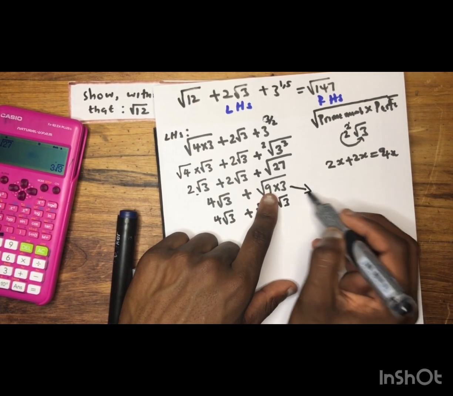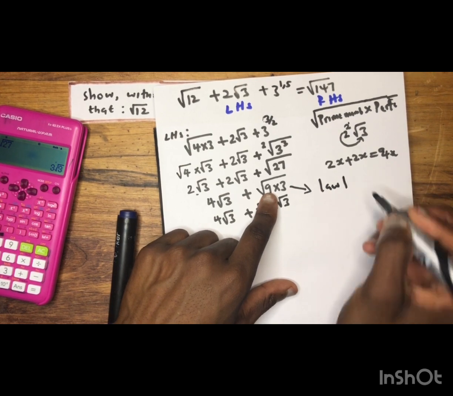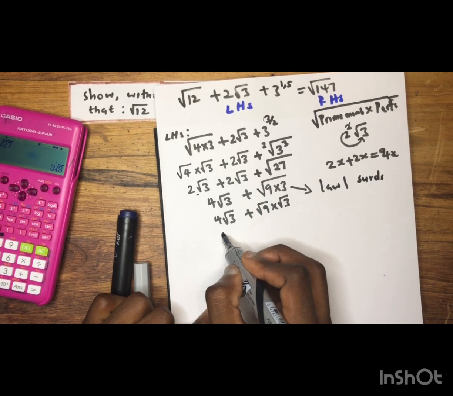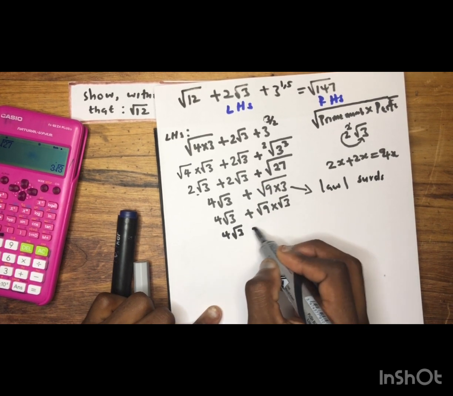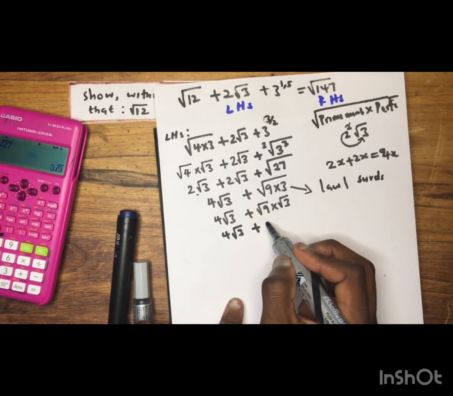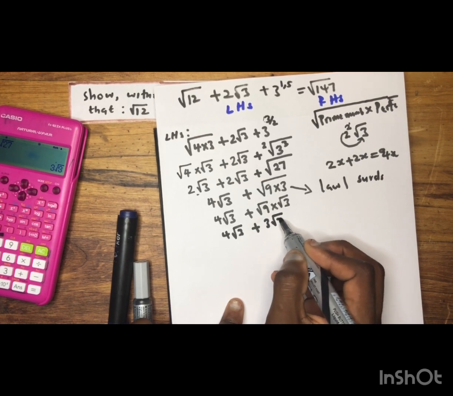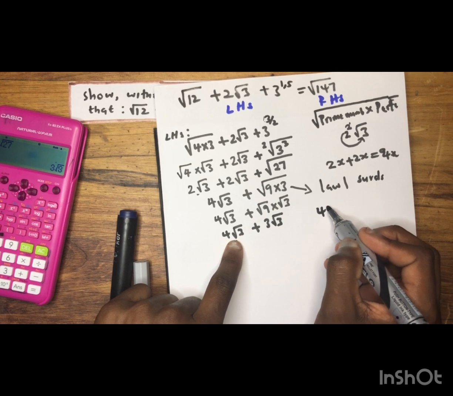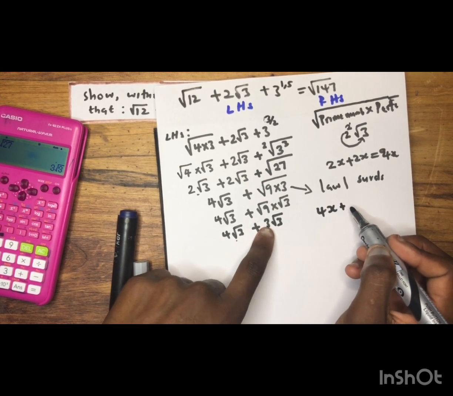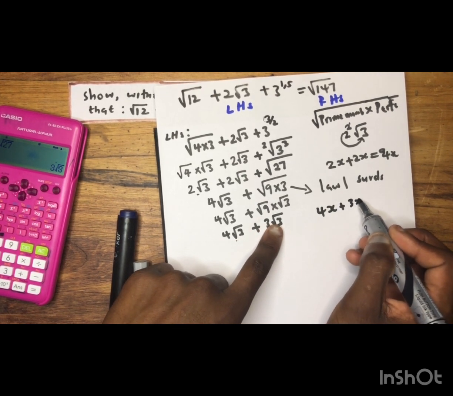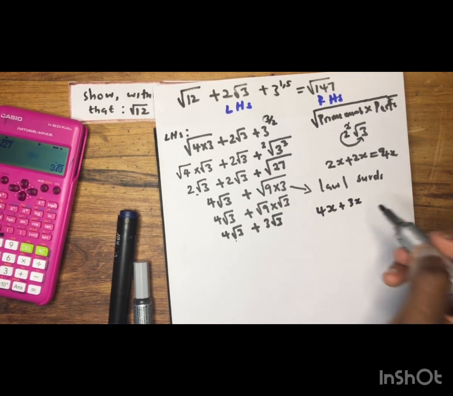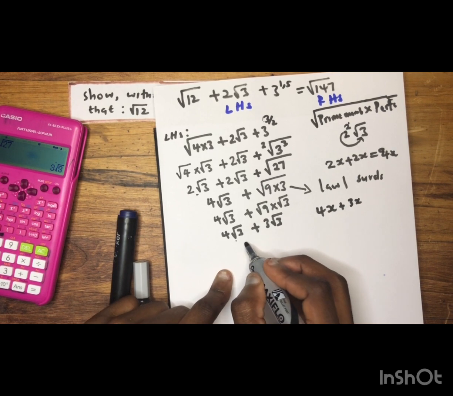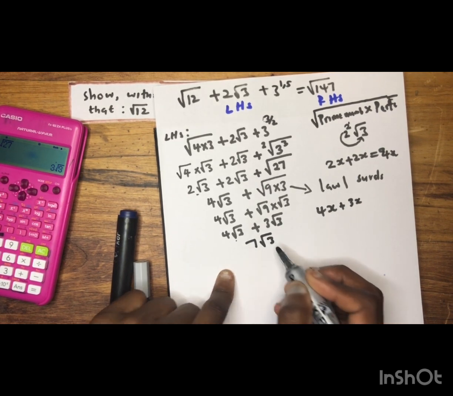Guys, we apply law 1 of sets. So now this is 4 root 3 plus root 9 gives us 3 root 3. So can you see, guys, we have 4 root 3, which is the same as 4x, then we have 3 root 3, which is the same as 3x. So if you add the two, you are going to get 7x. So if we add the sets here, we are going to get 7 root 3.